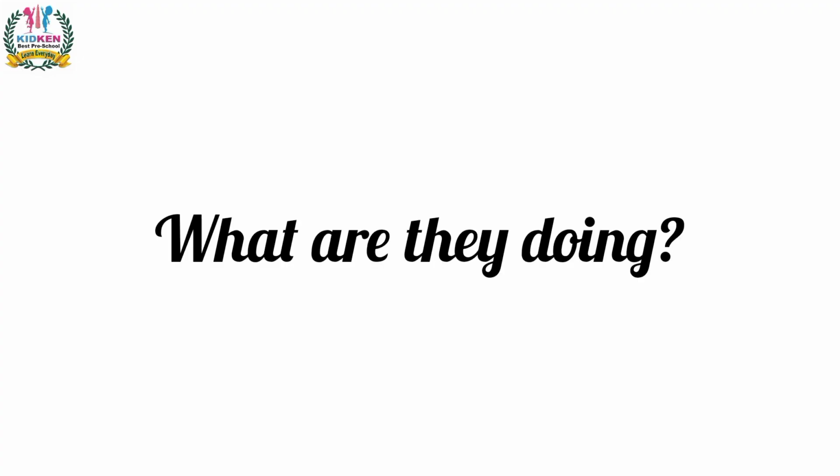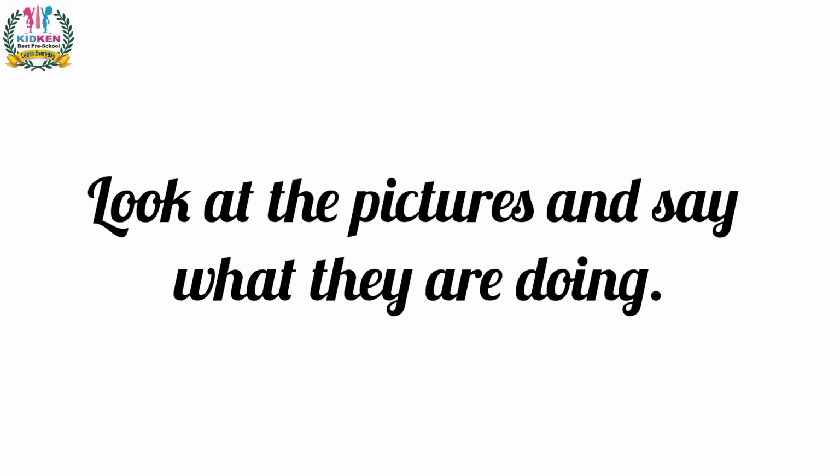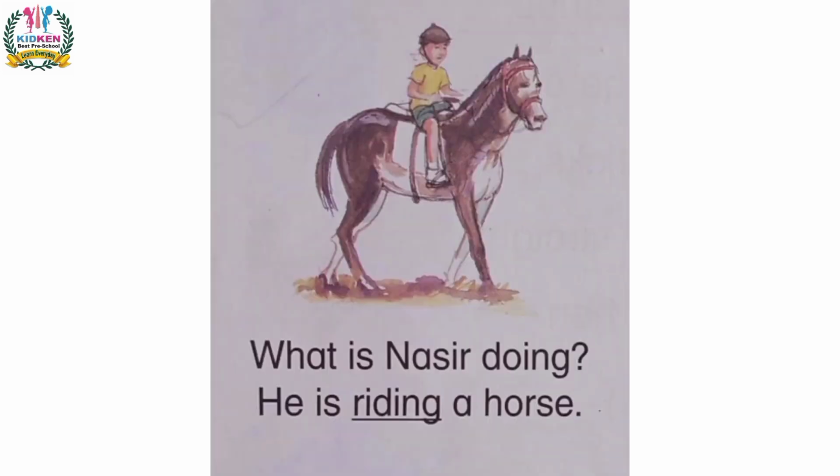Now start our second topic. What are they doing? वो क्या कर रहे हैं? Look at the pictures and say what they are doing. Pictures को देखें और बताएं कि वो क्या कर रहे हैं. What is Nasir doing? नासिर क्या कर रहा है? He is riding a horse. वो हॉर्स पर सवार है.